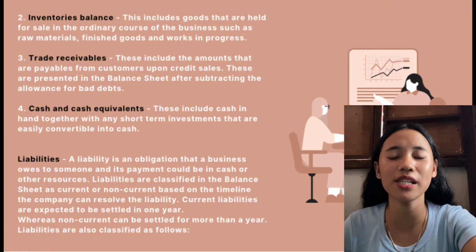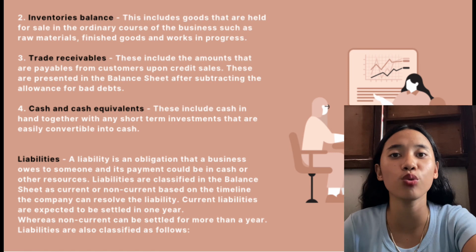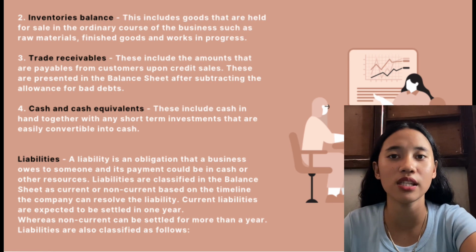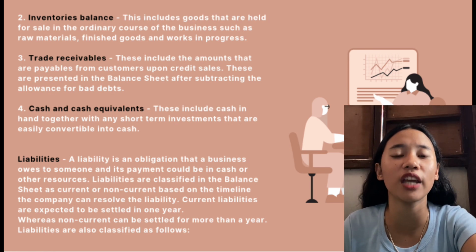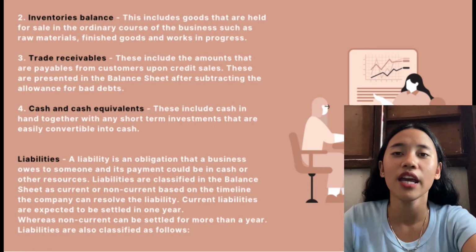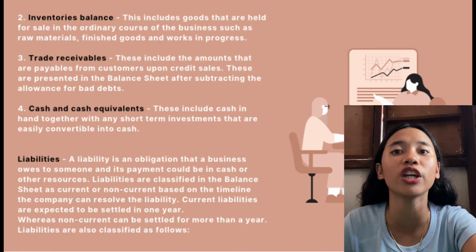Number two is liabilities. Liabilities is what your business owes. It is also categorized into current liabilities and non-current liabilities. Current liabilities are the obligations that are expected to be paid within a year. Non-current liabilities are the obligations that are due in more than 1 year.